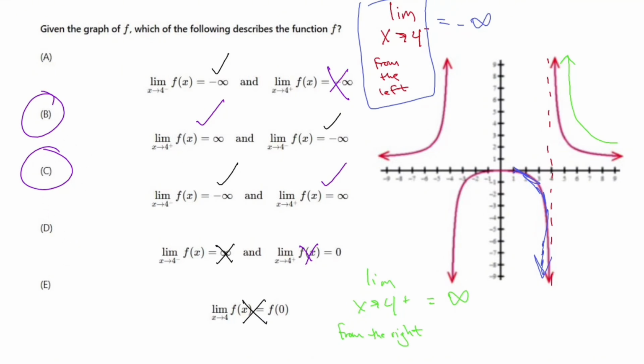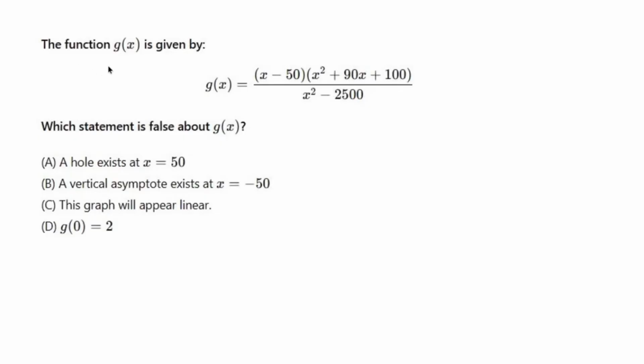The function g of x is given by g of x equals x minus 50 times the quantity x squared plus 90x plus 100 all over x squared minus 250. Which statement is false about g of x? So you want the lie. So let's see what we can do.